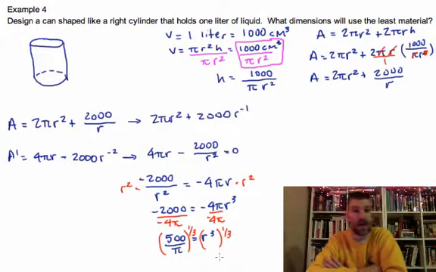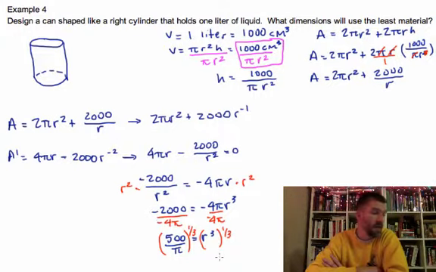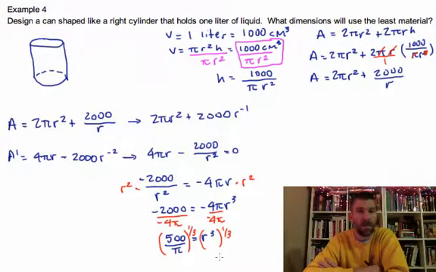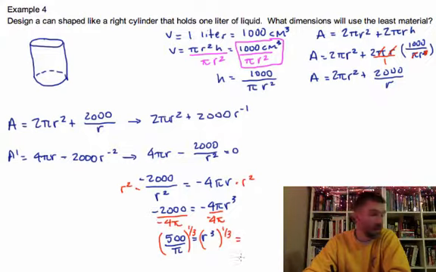And when I do that, I will get a value of r that will be my min value for the radius, to help me find the least amount of material that's going to be used. So when I punch this into my calculator, what I'm going to end up with is 5.42.